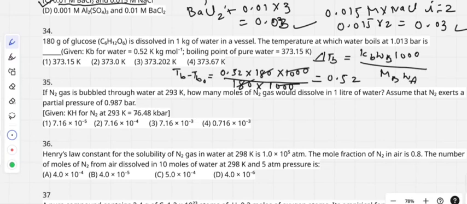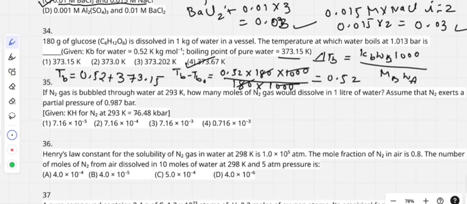0.52. But we know that the boiling point of pure water, TB naught, is 373.15. Therefore TB, the boiling point at which water boils, is equal to 0.52 plus 373.15. So you can get 373.67. The option is 4.